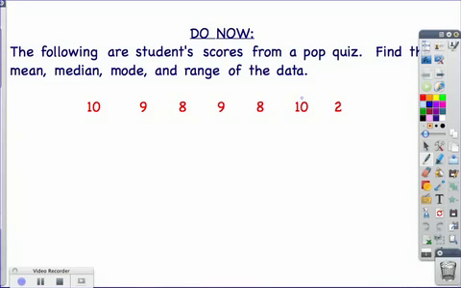After this lesson, students will be able to use measures of central tendency, such as mean, median, and mode, as well as range, in order to describe a set of data.